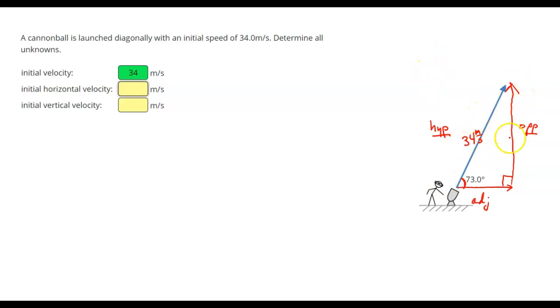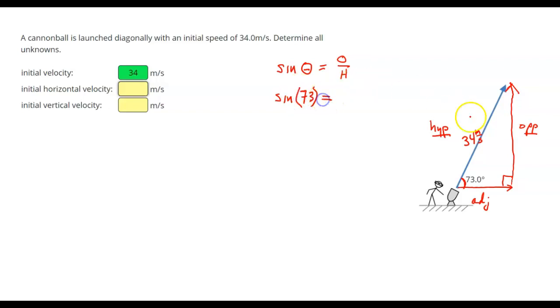So we want to figure out the length of this opposite side of the triangle, or the velocity in the vertical direction. In order to figure out the opposite side, we know the hypotenuse. So we ask ourselves, which trig ratio involves opposite and hypotenuse? I know that one. That's sine. Sine of an angle is equal to the opposite over the hypotenuse. Our angle in this case is 73 degrees, so we can plug that in for our angle.